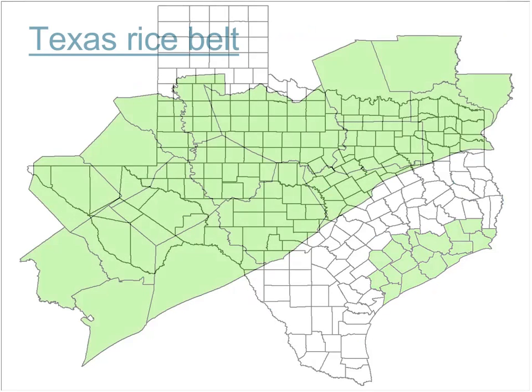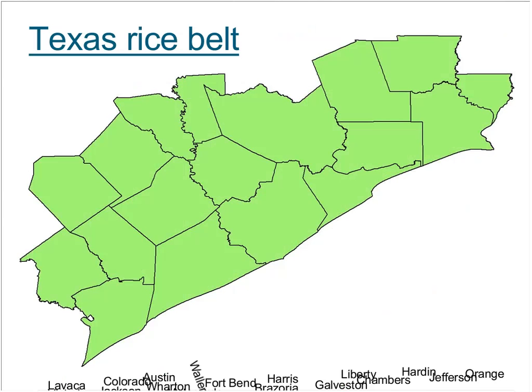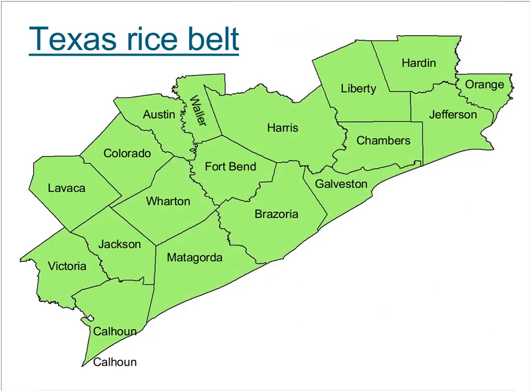It's not quite 16,000 square miles. I'm supposed to have a graphic that's not working. Okay, these are the counties, and again, 18 counties, about 16,000 square miles. It's about 200 miles from Orange to Victoria. The average width is about 75 miles.